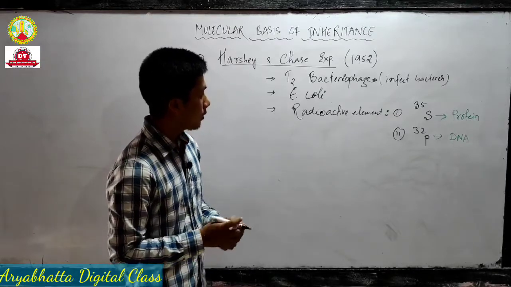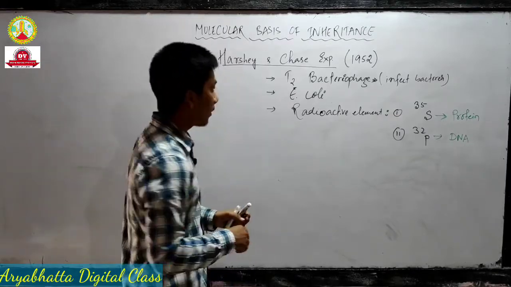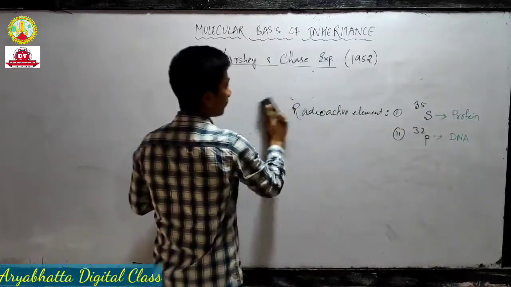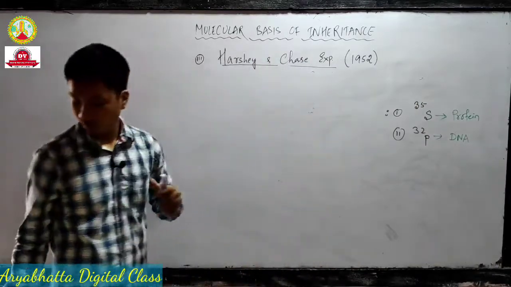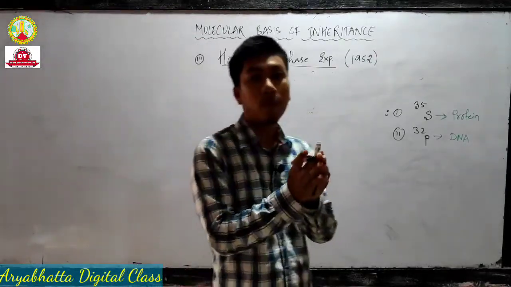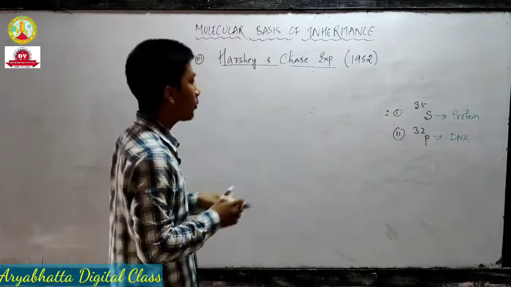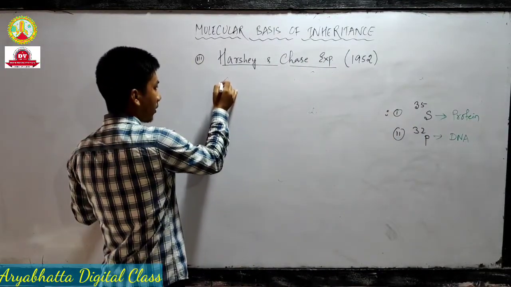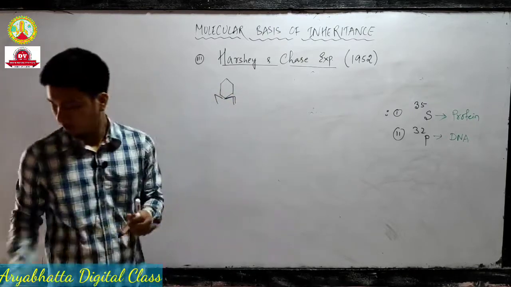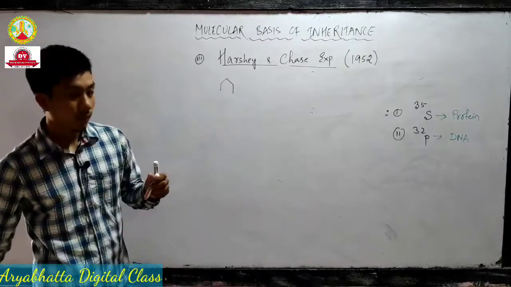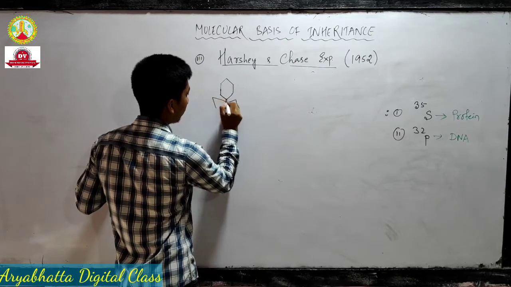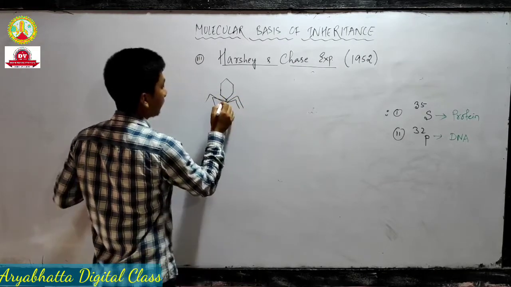Okay. So next what they did, they took two test tubes. These are the radioactive elements they have used, and they have specific functions. So they performed two separate experiments. In the first experiment, we have a virus.